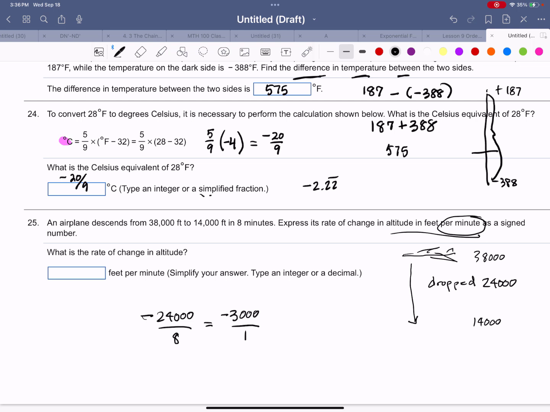So that's a drop of 3,000 feet every minute. So the first minute they went down 3,000, and then they went down 3,000, and they kept going down. And in 8 minutes, by dropping 3,000 at a time, they ended up at 14,000.